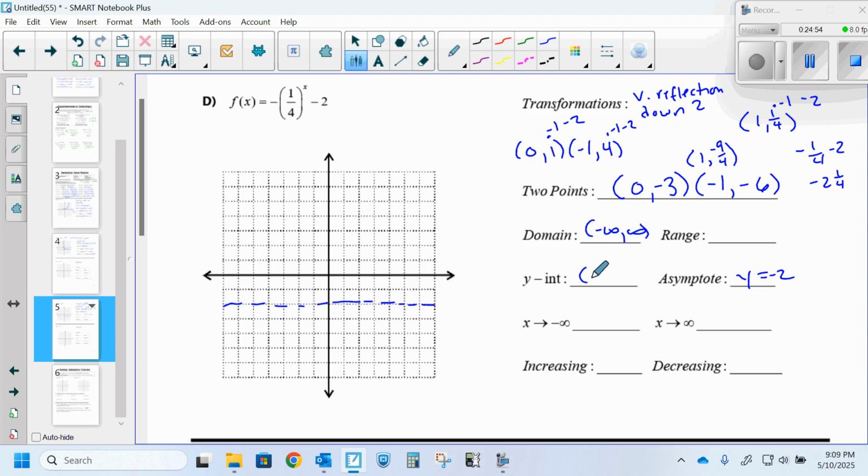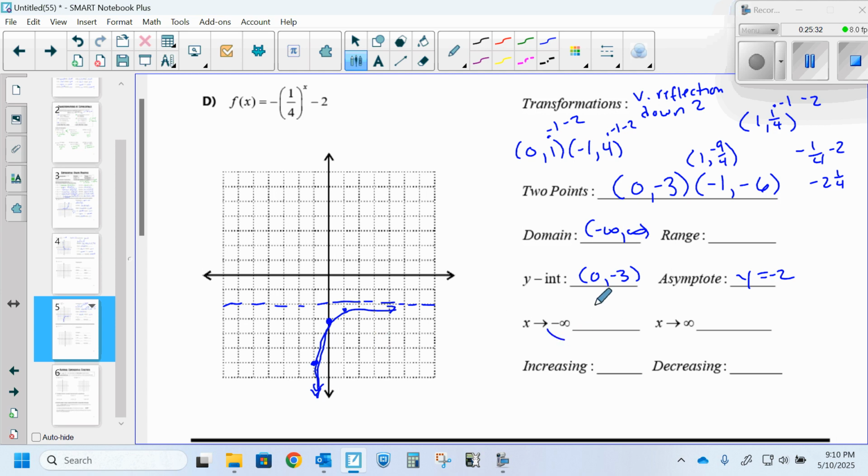Y-intercept is (0, -3). And again, if you didn't discover it in your two points, then you're going to have to go back to the original function and plug in 0 for x and evaluate. Okay? All right, so we have (0, -3), (-1, -6), and if you want to graph the (1, -2 1/4). So this one, you only have to graph two points, and as long as they're right, I don't care which two.